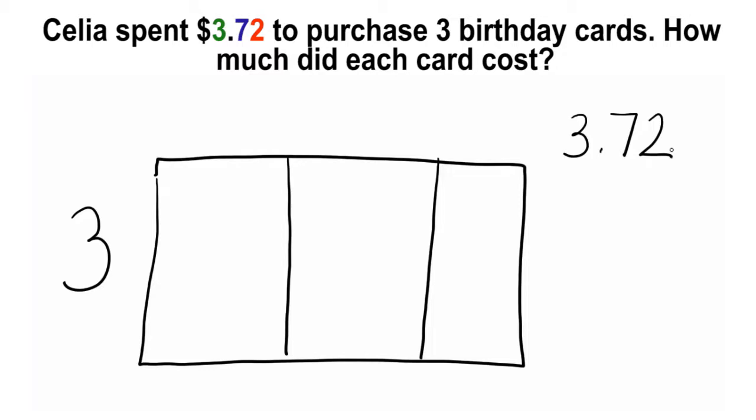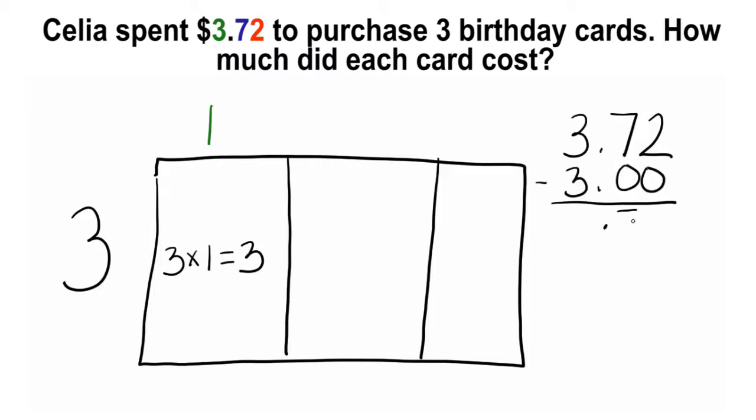3 times how many wholes is close to the dividend? 1. Write a 1 in the quotient's place and write the resulting partial product, 3 times 1 equals 3, in the array box. Subtract 3 from the total dividend. The remaining amount to be shared is 72 hundredths.